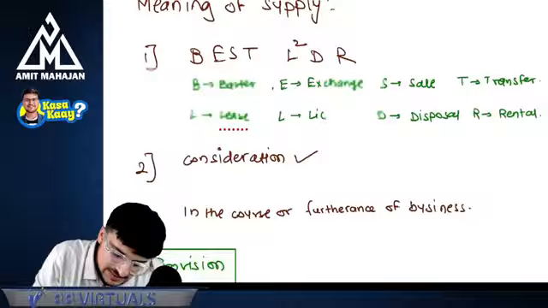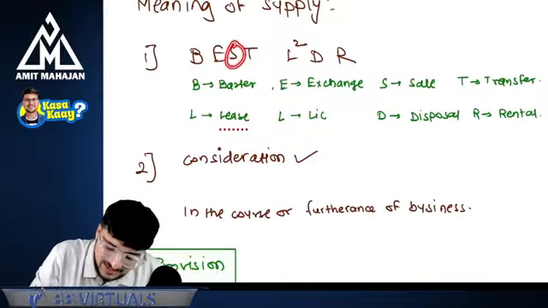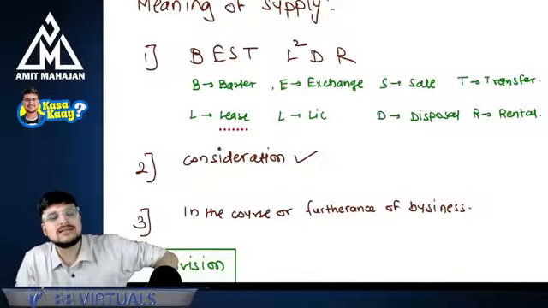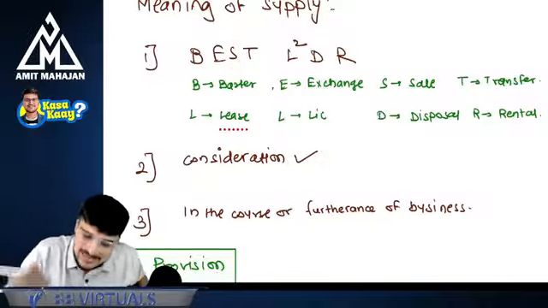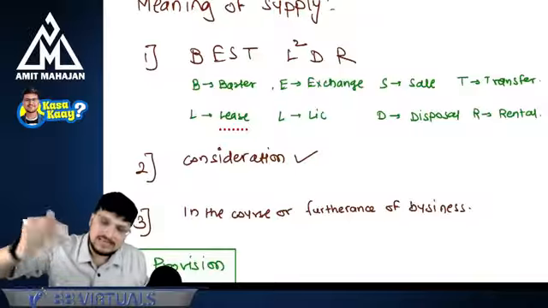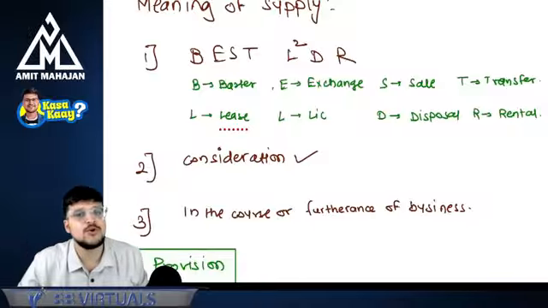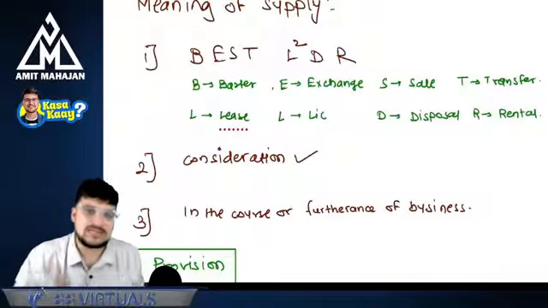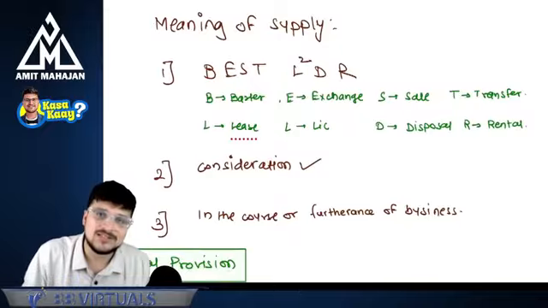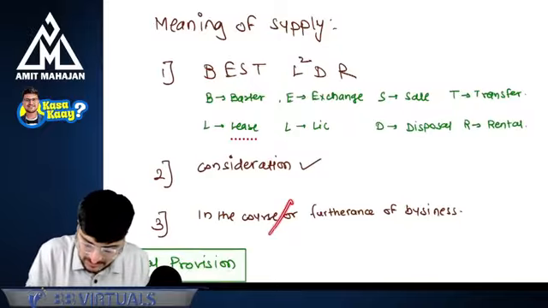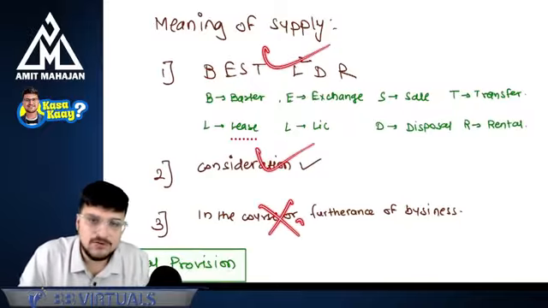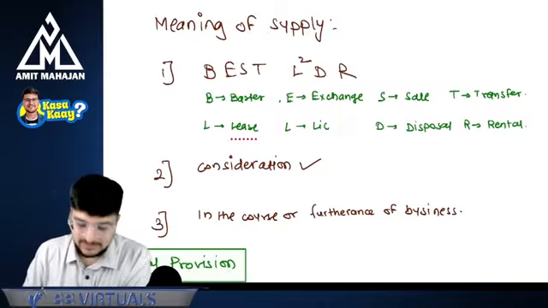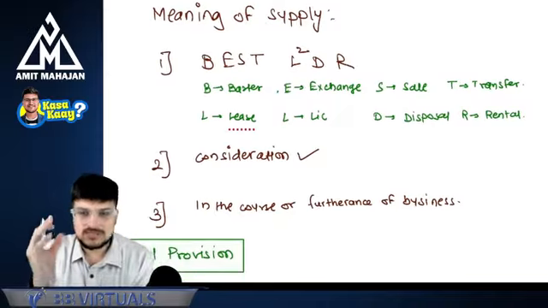Let's see. Is it sale? Yes. Is there any consideration? Yes. But is it my business to sell these ACs? No. Am I selling this AC in the course of my business? No. I'm selling this AC in my personal capacity, and that's why it will not be considered as supply, because the third condition is not getting satisfied. The first and second conditions are getting satisfied. Understood? I will give you one more simple example.